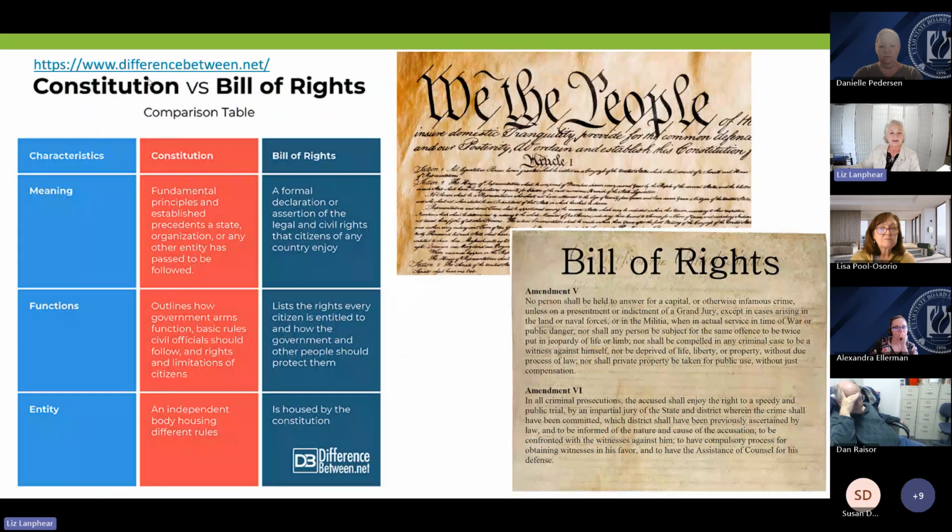This one is The Difference Between. So when you get into this site, you type in the difference, it has a search, and you will say Constitution versus Bill of Rights. And on that page is this chart here. You've got articles there that talk in detail about the differences between the two, and definitely teach this information.